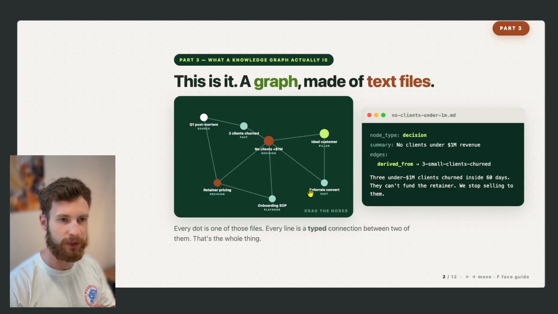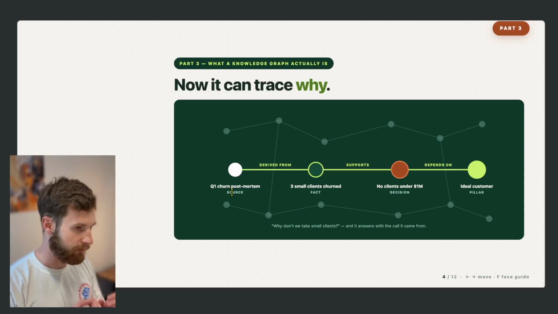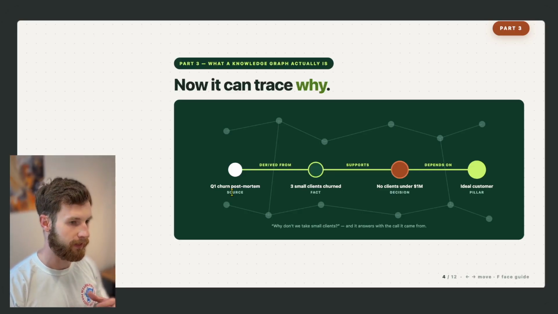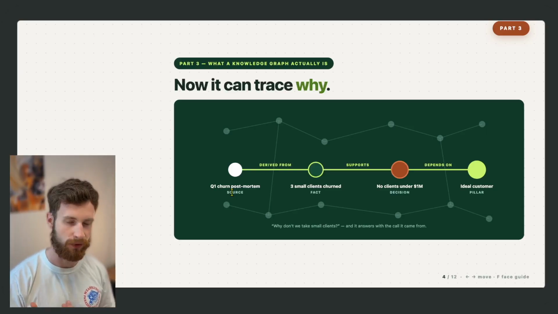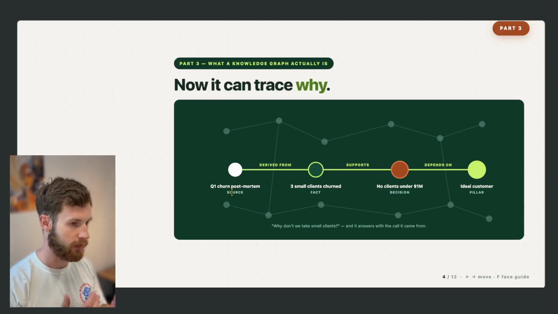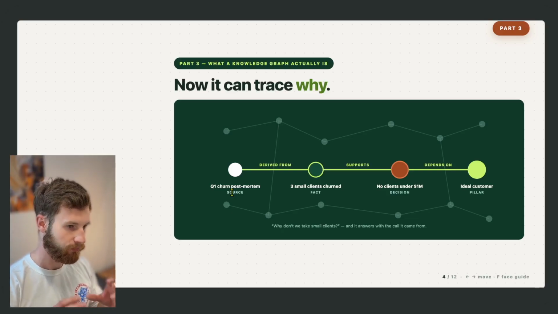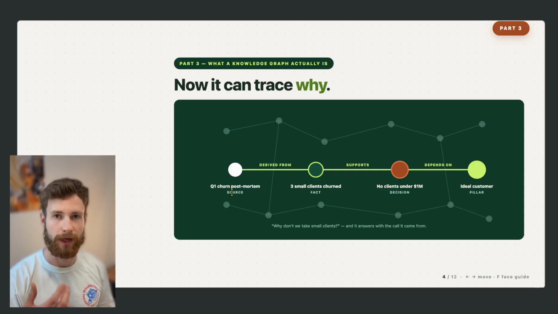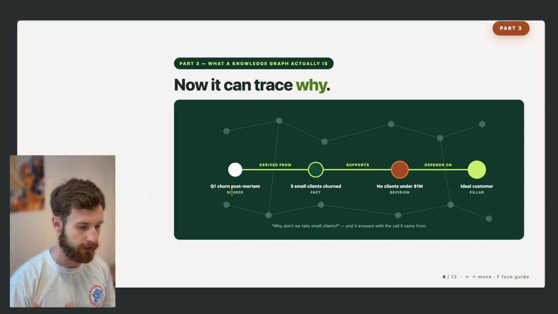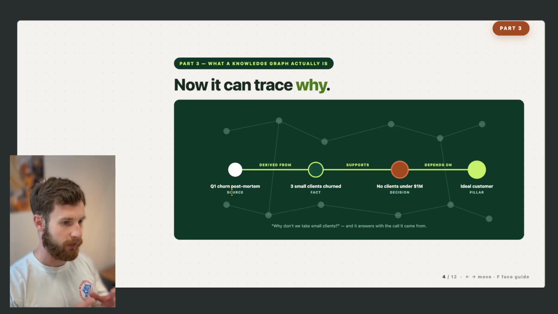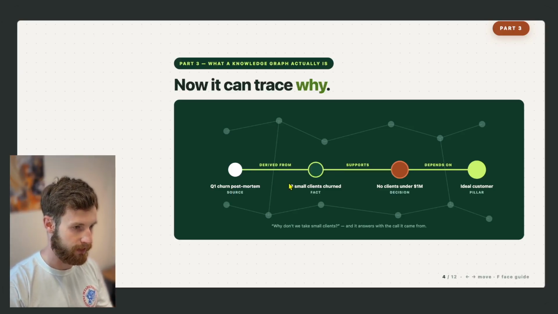It is super simple. It's only these two things. But the interesting thing about putting together these two simple concepts, a text file and a link, which is a connection between text files, is that it now acts similar to your own brain. Imagine you had a meeting where you were discussing churn, and you discussed that 3 small clients churned, and that's a fact. Let's say you had an AI recording and transcription tool in the meeting that recorded it, and realized, okay, small clients churned, that is a fact. Let me write it down as a text file.